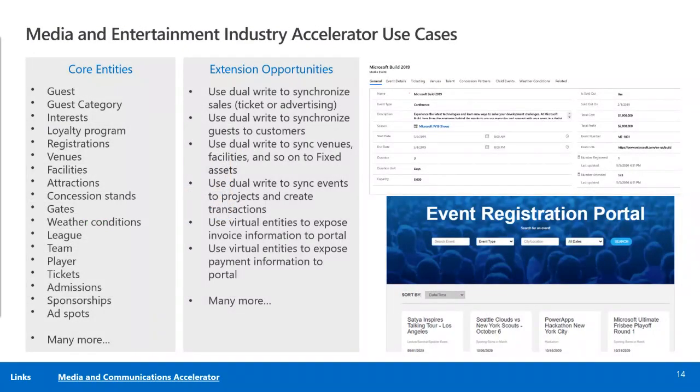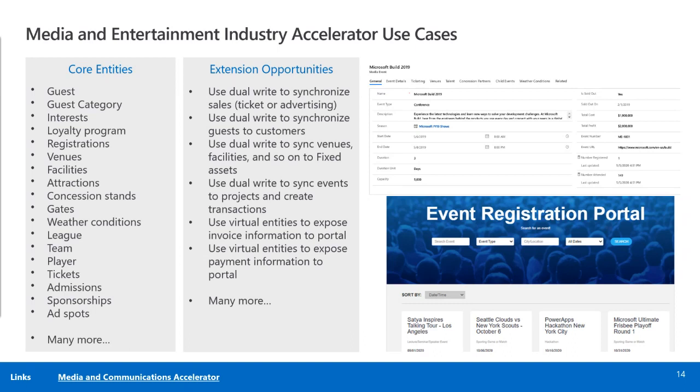So the last industry accelerator is the Media and Entertainment Industry Accelerator. Again, this particular one has, I think, about 6 or 7 different apps. You'll actually see a demonstration of this one a little bit later, but there's a couple different areas that it focuses in on. We have guests and guest management. We have event management, we have sports management, we also have media and ad sales management. So there's a number of different things that we can do in entities to support all the different types of media and entertainment industry use cases.